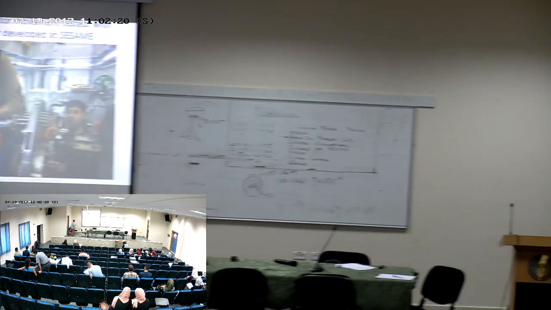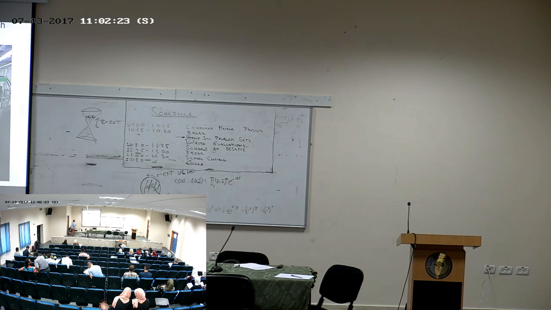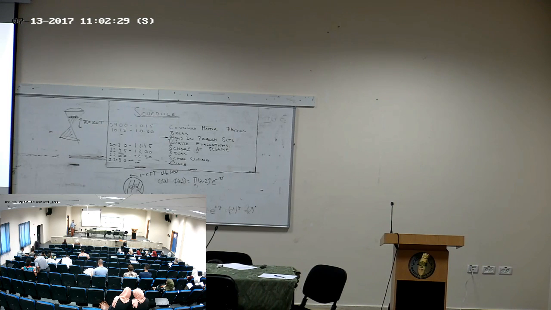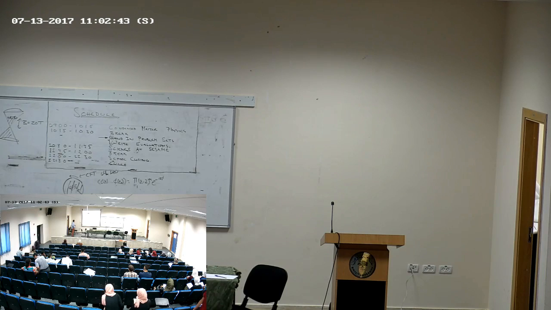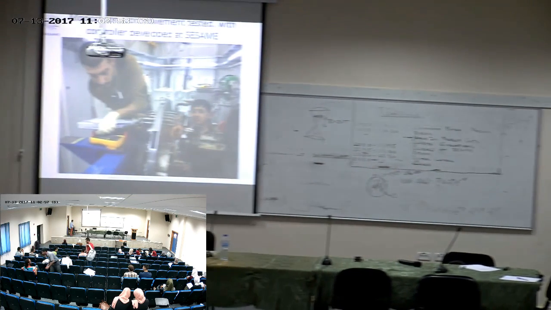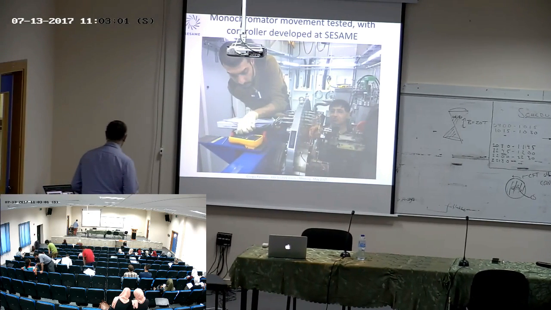The monochromator has been tested, and because this is an old beamline, you have to make sure that all the motors move the components in here carefully. This is Yazid Mohammad from Jordan. This is Farouk Alumari, also from Jordan, electric engineer and electronic technician, setting up the movements.